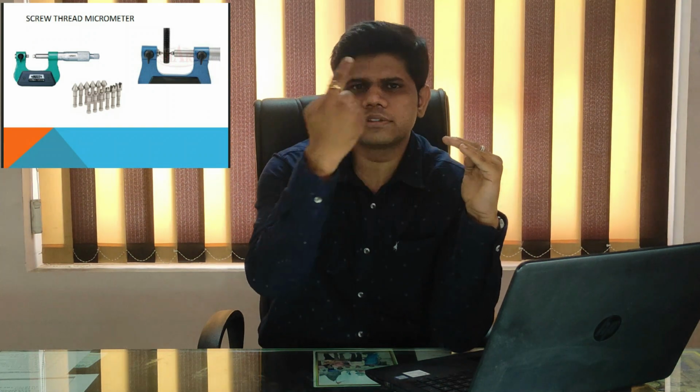Generally threadings are like this. On one side it is a V anvil, and the second side will be a sharp edge, so you can get the exact diameter of the thread. It is a very useful instrument in different industries.